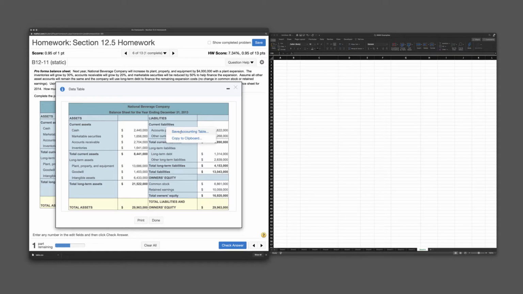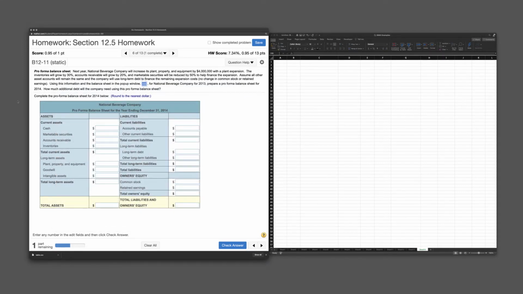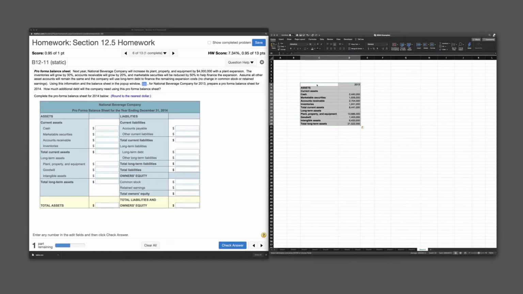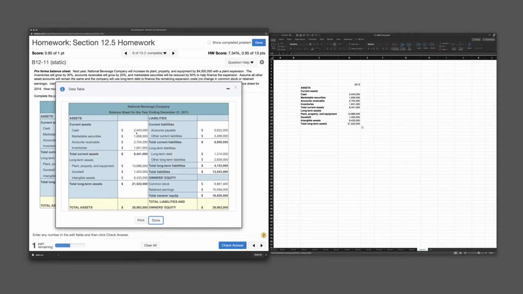and some assumptions. Now you actually can copy this into a table and then it'll open up a new file for you. Okay, I already have my Excel here, but do note that you can do that. So I'm just going to copy parts of the balance sheet, and then we'll work on it. So we're going to start with the assets.